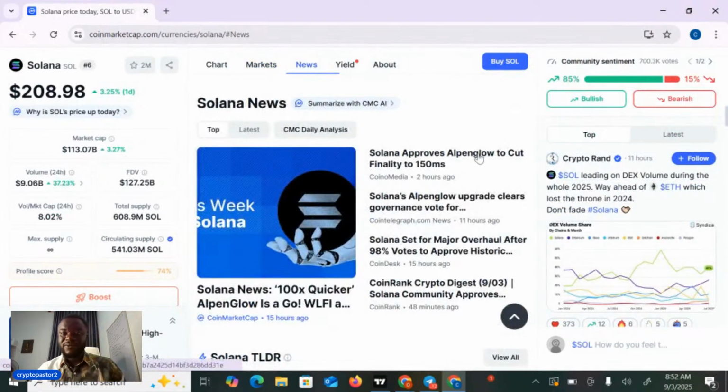See, Solana approves this one, Solana upgrade, Solana set major, all this kind of news can move the market. So if you are really calm and okay with what you're seeing, you can now use technical analysis to look for when to buy the coin so you can make money from it. So as easy as that.